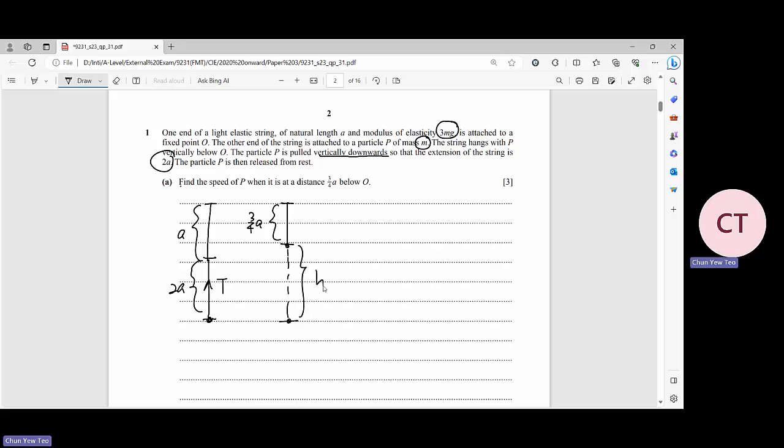So what is your total height? Your total height is actually 3A minus 3/4A. This one is 9/4A. Then you can see that over here you have tension, but over here you have no tension, because it's already less than the original length. So what you need to do here is conservation of energy. You have a GPE gain plus the KE gain is equal to the EPE loss.